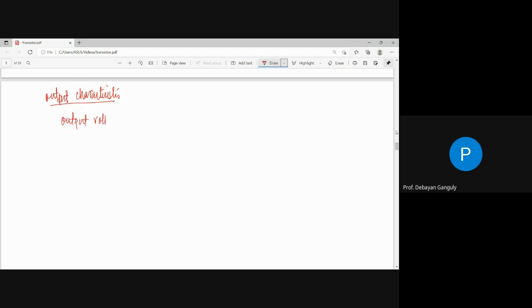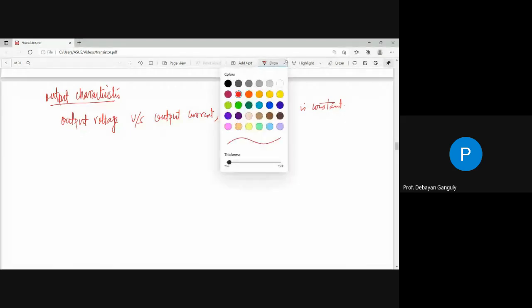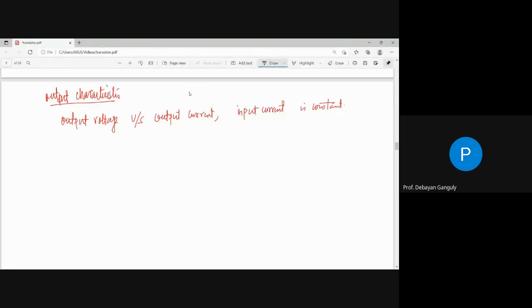So output voltage versus output current, where we keep the input current constant. Input current equals constant. What is the output voltage? That is VCE. What is the output current? That is IC. What is the input current? That is IB. That means you have to draw the curve between VCE and IC, and IB should be constant.